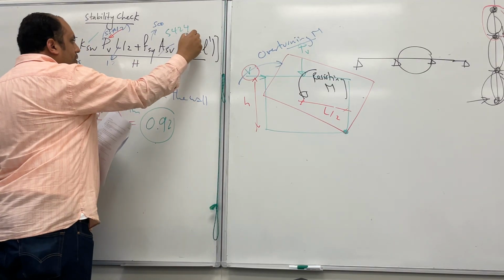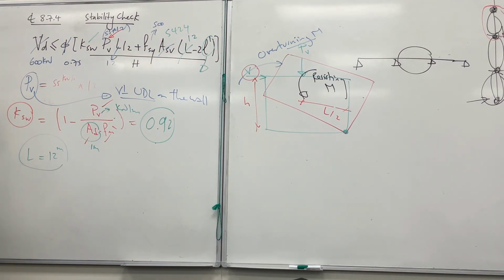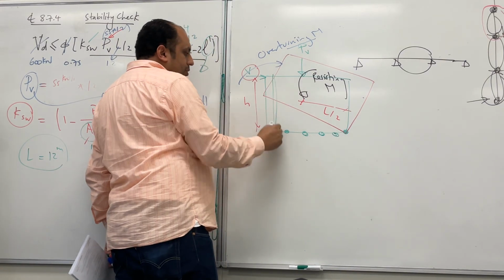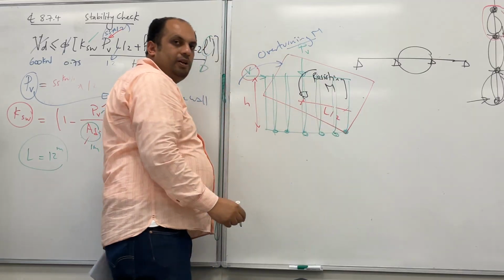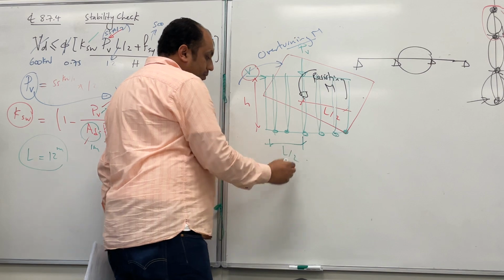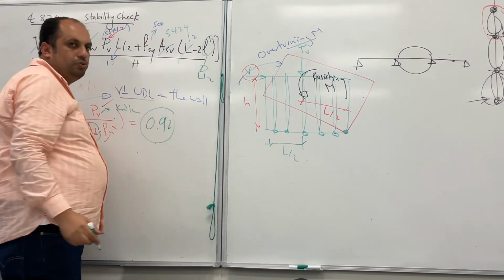What is L prime? L prime is the distance from the centroid of the reinforcement under consideration to the tensile side of the wall. So if we have bars like that vertically, where is the centroid of this bar? In the middle. Okay. So how much is the distance? L over 2.